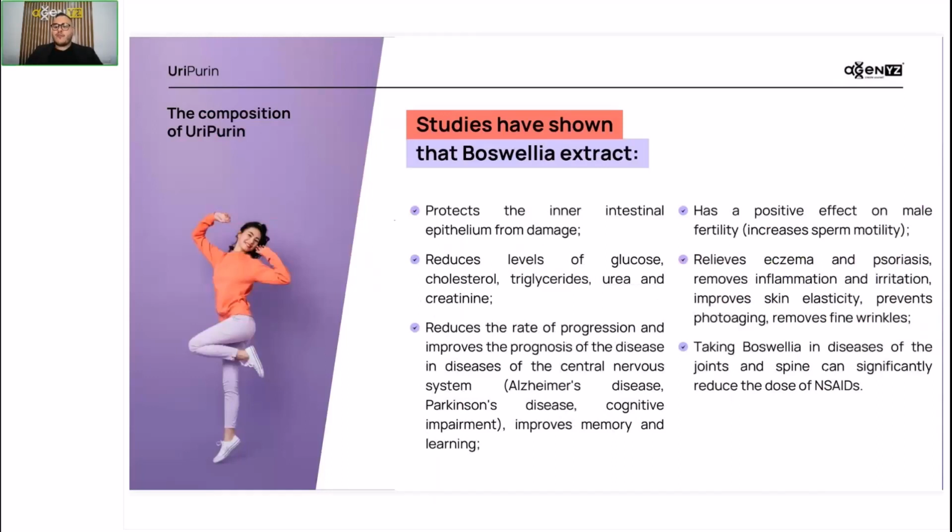It has a protective effect on male fertility. Basically, it increases sperm motility. It relieves eczema and psoriasis and removes inflammation and irritation. It improves skin elasticity, prevents photoaging, and removes fine wrinkles. And taking Boswellia in diseases of the joints and spine can significantly reduce the dose of non-steroidal medications, as I mentioned.